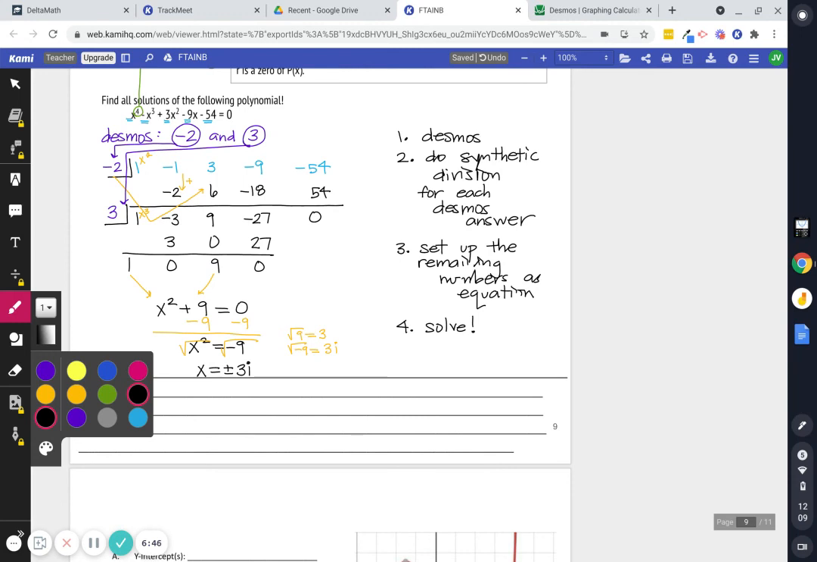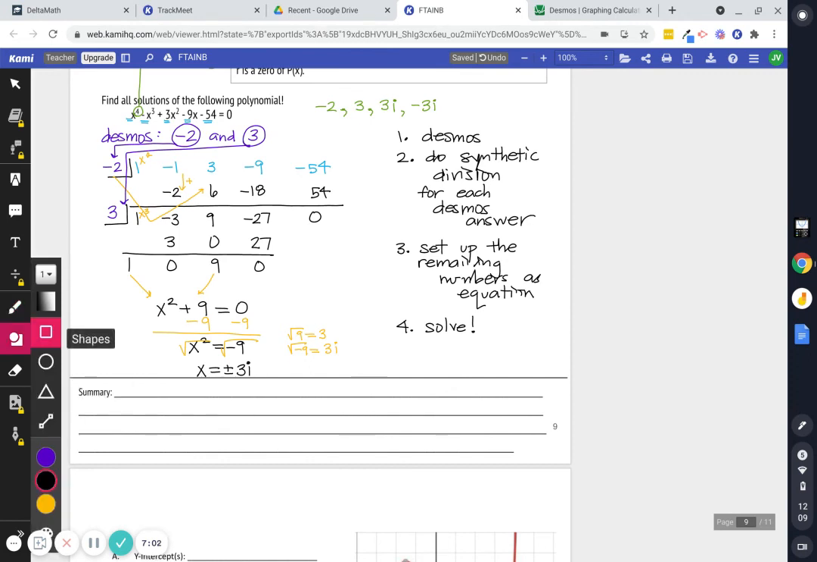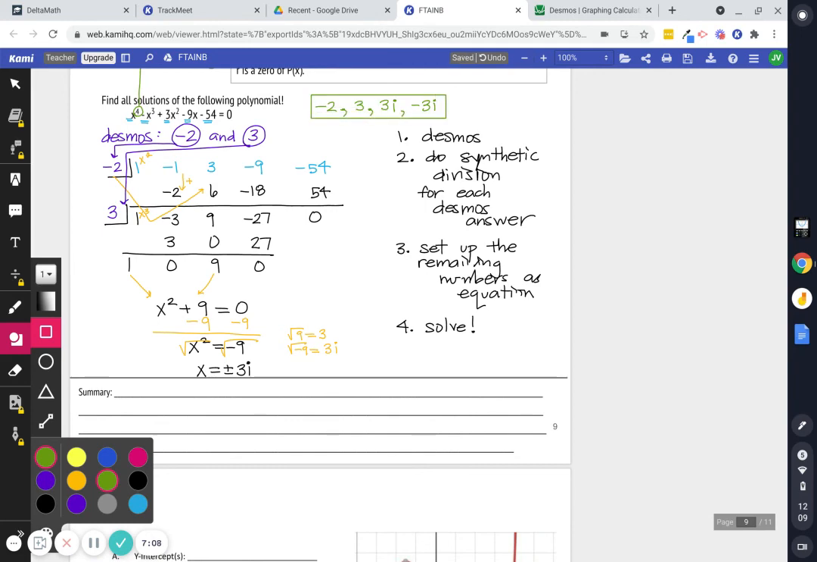So then when I come back to the top and it said, hey, I'm supposed to have 4 solutions, let's make our list. One of our solutions was negative 2. It came from Desmos. One of our solutions was 3. It came from Desmos. One of our solutions was positive 3i. It came from some hard work. And the other one is negative 3i. And that, friends, is quite the process, but you will get this figured out. Okay, so get those notes copied down. You got it.